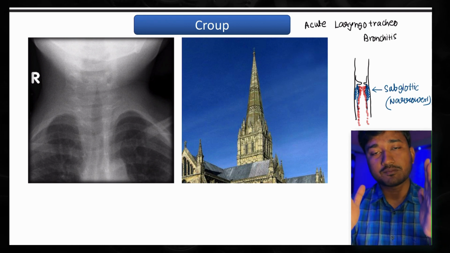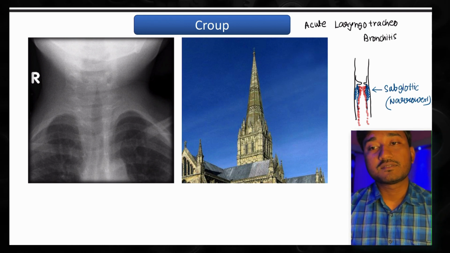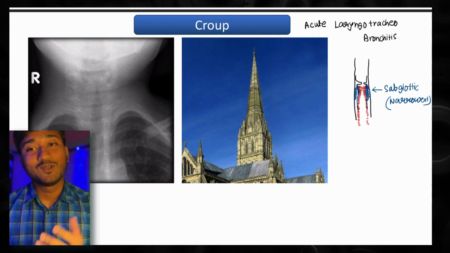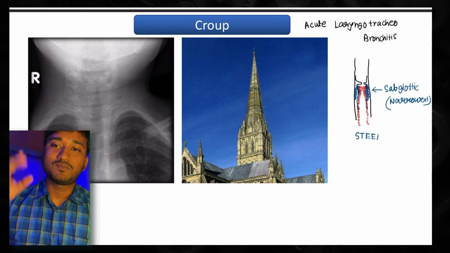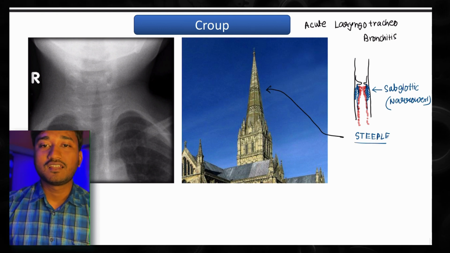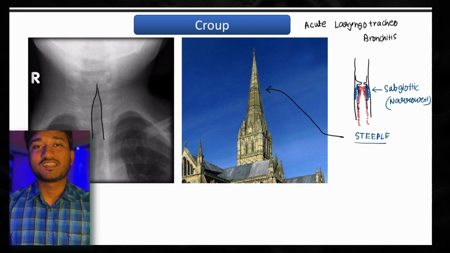If it is further narrowed, what will it look like? Like the upper portion, the tip of a church steeple, like that. This is called the steeple sign. So on X-ray, there are some artistic doctors who named it the steeple sign. Okay, this is seen in croup, that is acute laryngotracheobronchitis.